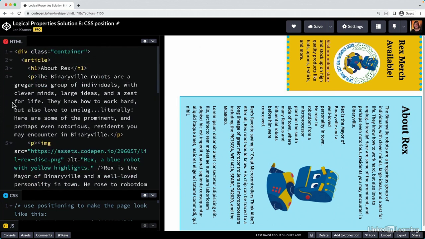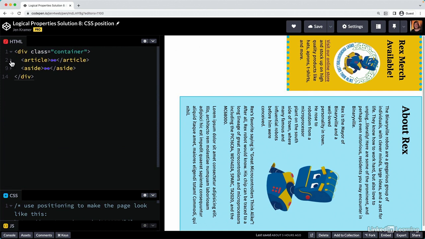If you're wondering about how they're nested, you can always collapse your code to take a look at a simplified structure. So inside of our article, we have headings and paragraphs and images and such. And inside of the aside, we have the same. But we're looking at putting these two elements next to each other somehow here on the page.